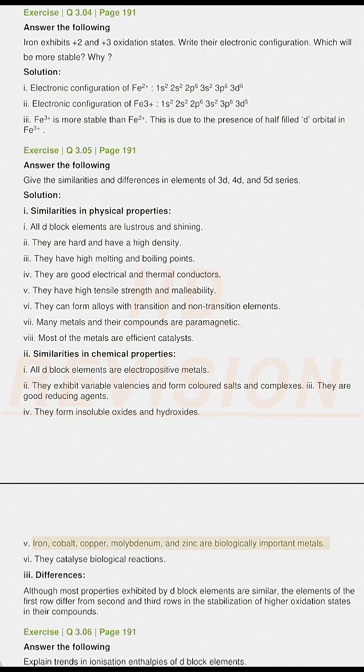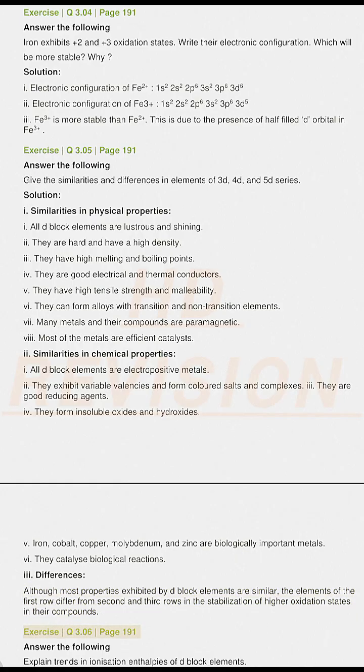Iron, cobalt, copper, molybdenum, and zinc are biologically important metals. They catalyze biological reactions. Differences. Although most properties exhibited by d block elements are similar, the elements of the first row differ from second and third rows in the stabilization of higher oxidation states in their compounds.